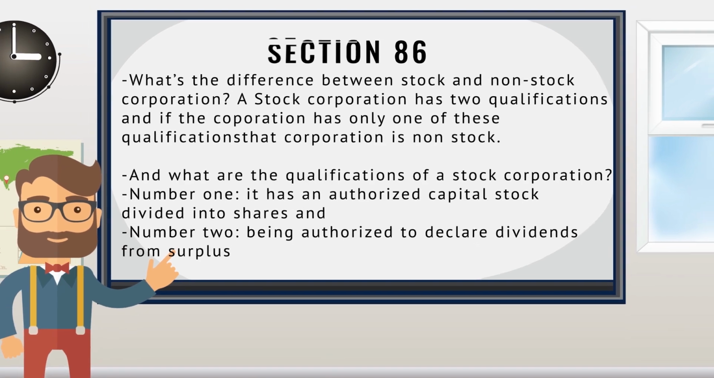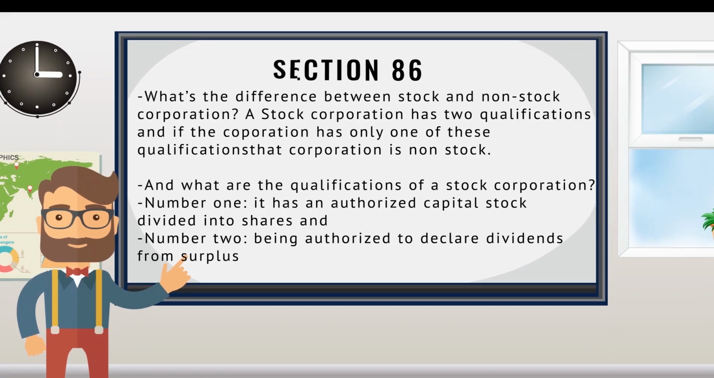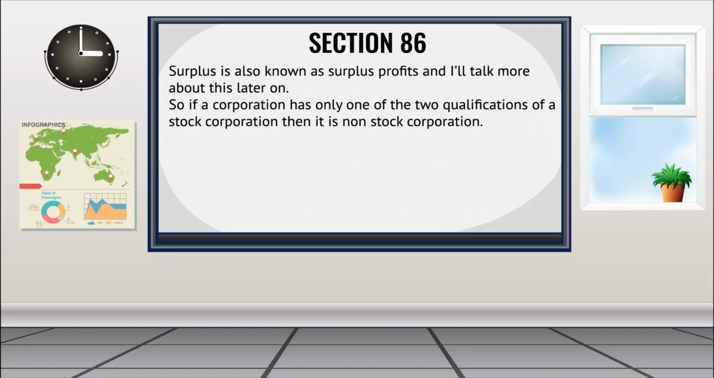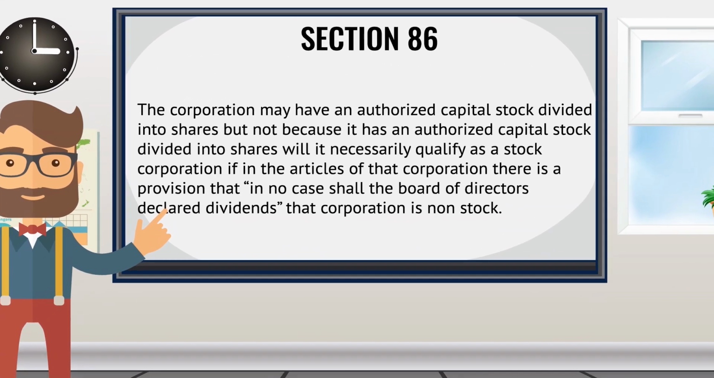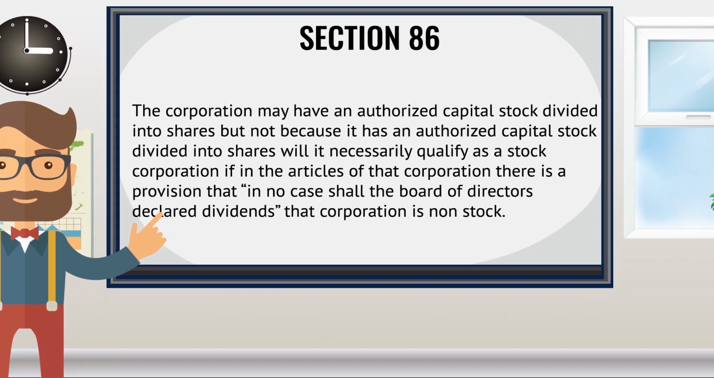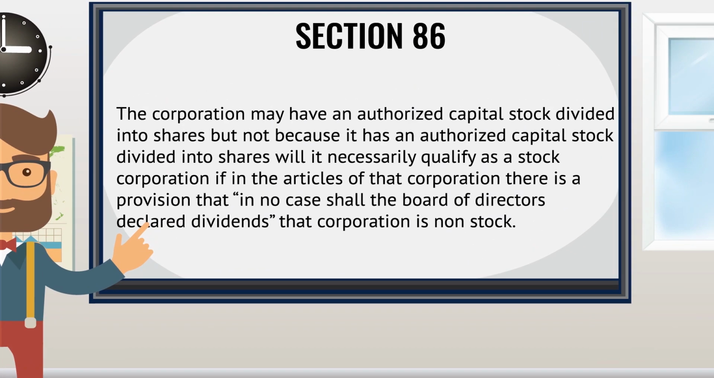Number 1, it has an authorized capital stock divided into shares, and number 2, being authorized to declare dividends from surplus. Surplus is also known as surplus profits. So if a corporation has only one of the two qualifications of a stock corporation, then it is a non-stock corporation. The corporation may have an authorized capital stock divided into shares, but not because it has an authorized capital stock divided into shares will it necessarily qualify as a stock corporation. If in the articles of that corporation there is a provision that, in no case shall the board of directors declare dividends, that corporation is non-stock.